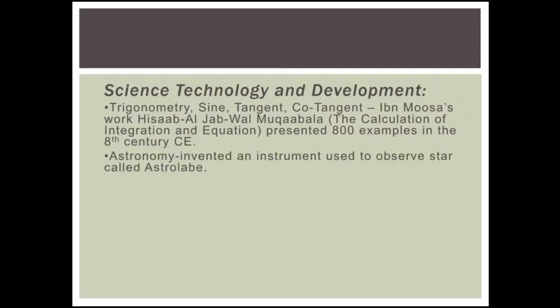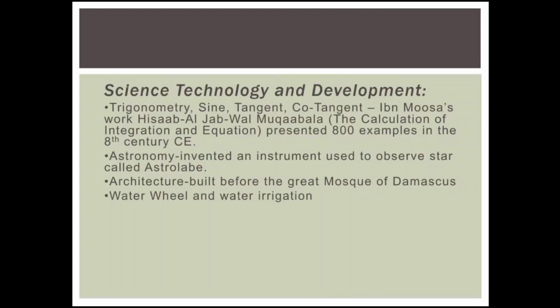Next, astronomy. They invented an instrument used to observe stars called the astrolabe. Next, architecture. It was built before the Great Mosque of Damascus. Next, the water wheel and water irrigation.